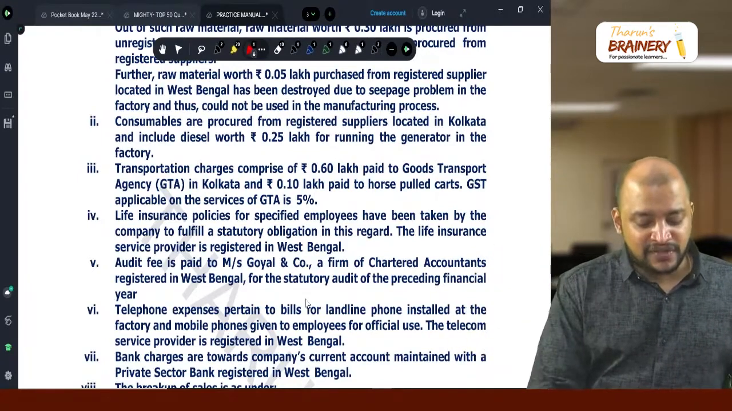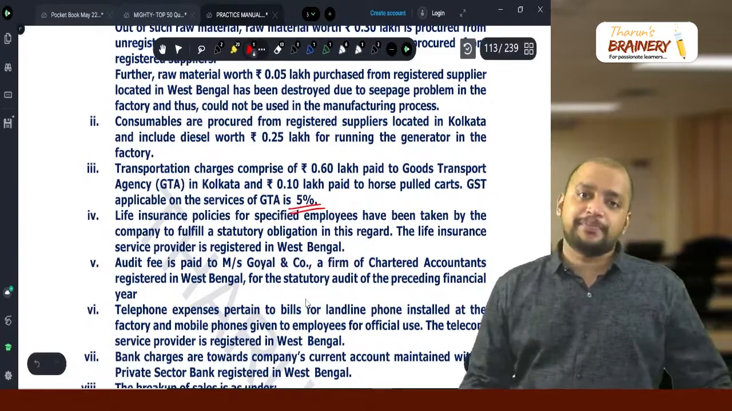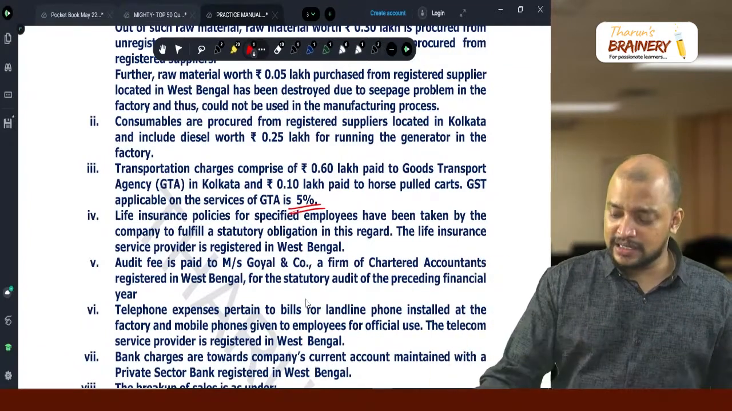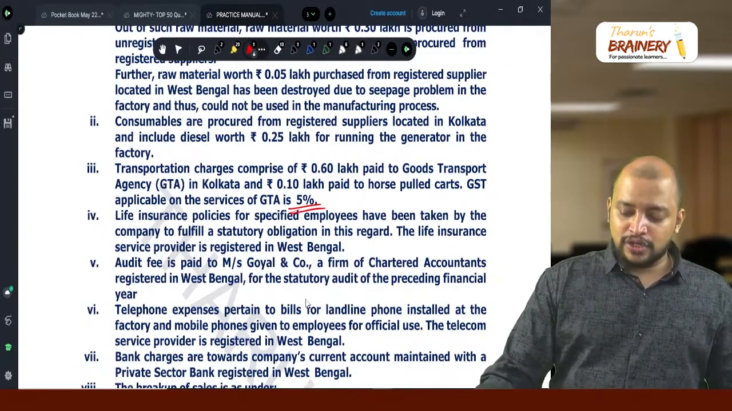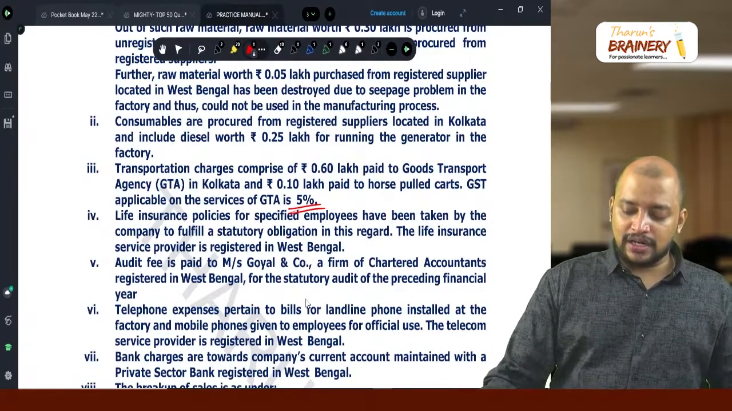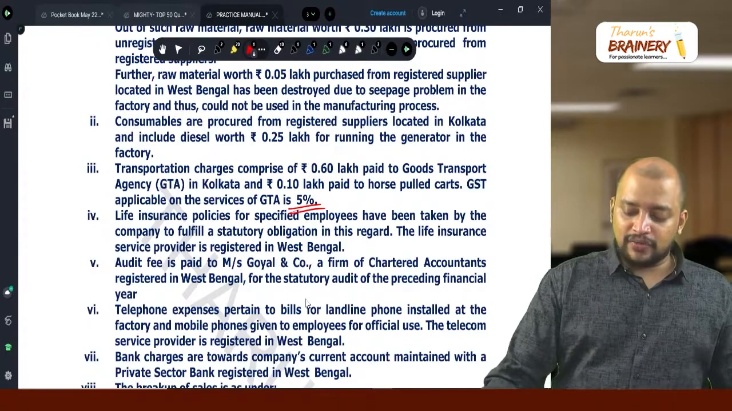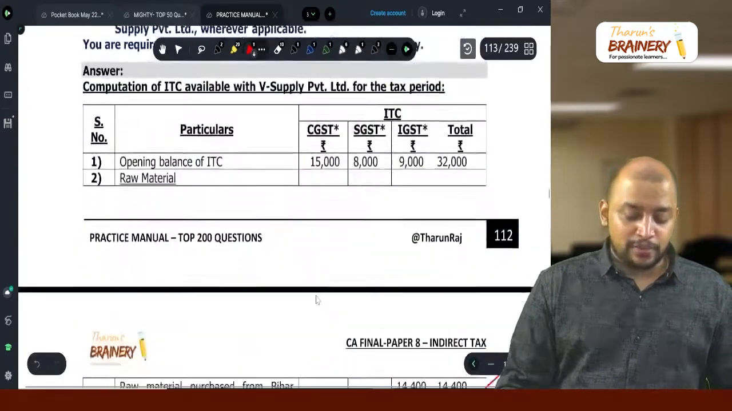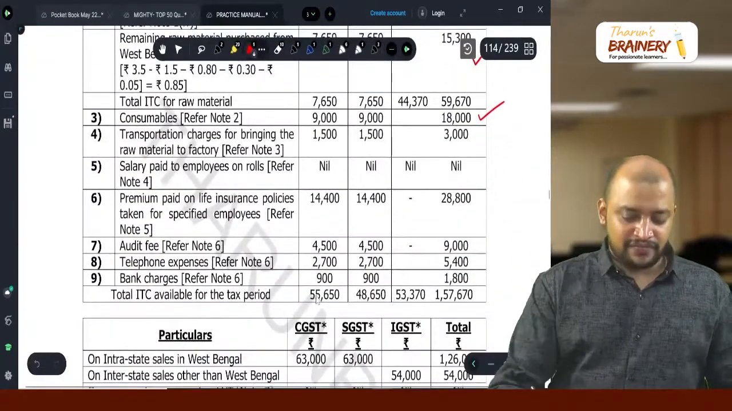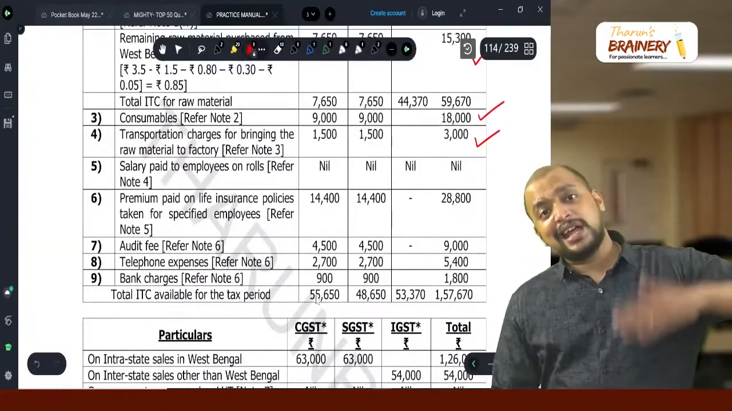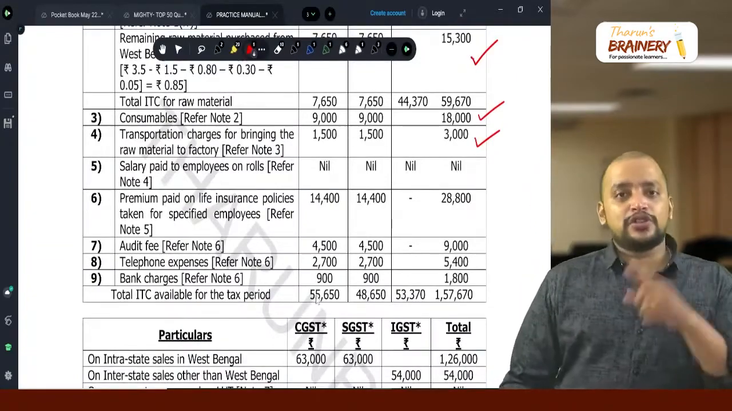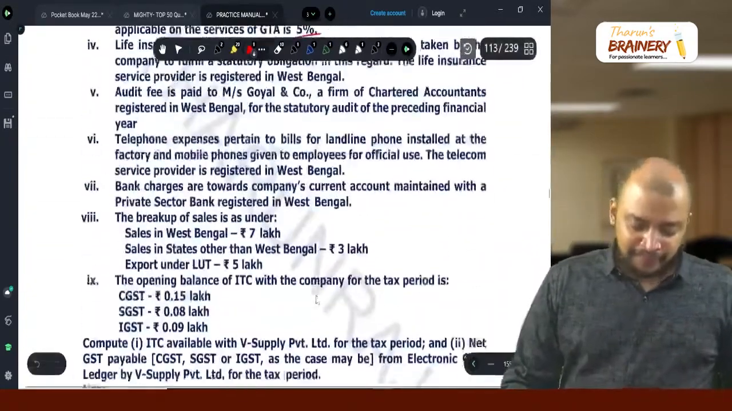That GST rate is 5%, which means it will come under RCM. But we can take the credit. So 0.6, that is 60,000 into 5%. Therefore that will be 3,000, that is 2.5% and 2.5%, 1,500 and 1,500. We can take as ITC, and remember it will also come under RCM liability.